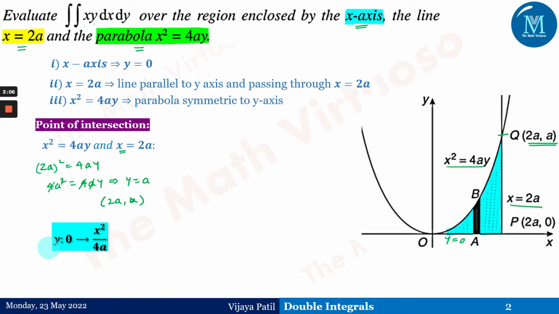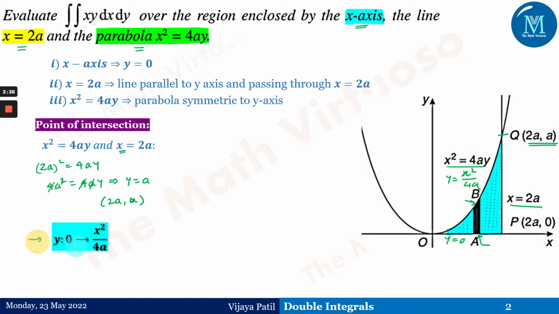Therefore, for the limit of y, we have a choice of taking either a strip parallel to the y-axis or a strip parallel to the x-axis. So we have taken here the strip parallel to the y-axis. AB is a strip. Now in this case, point A is lying on the line y equals 0 and point B is lying on the curve x square equals 4ay. That means we are getting here y equals x square upon 4a.